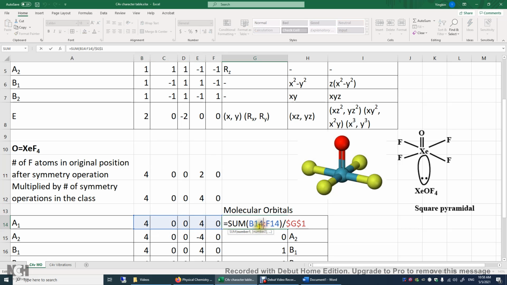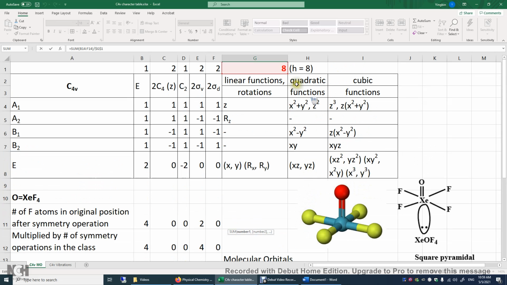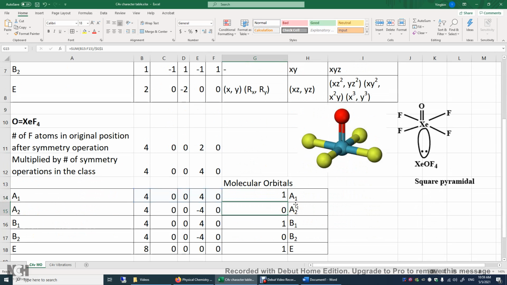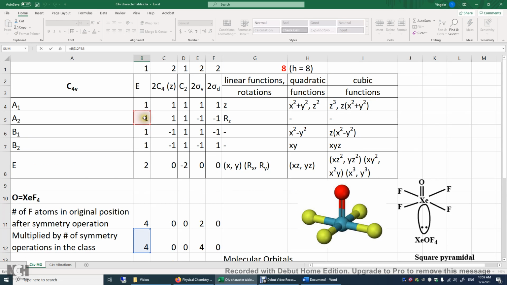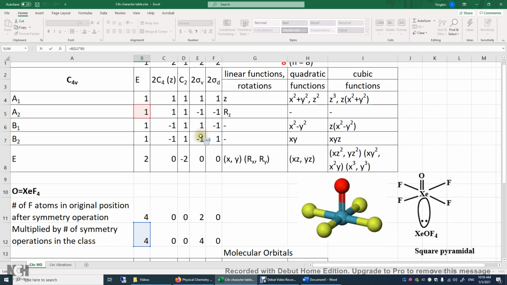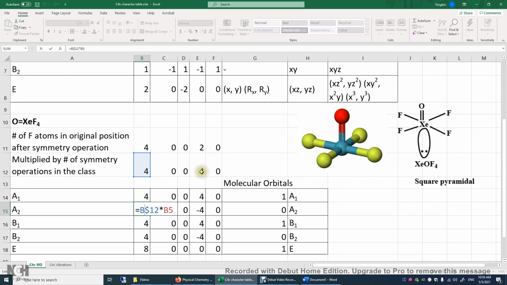And now over here, you can see we sum up these five numbers and then divide by the order of the character table, which is 8, right here. And then you get the number of A1. So there's one A1. And then you do the same thing for A2. You can see A2: B$12 times B5, B5 right here. But if you look at the characters of A2, it's 1, 1, 1, negative 1, negative 1. So really, if you look at these two columns, these two numbers should be multiplied by negative 1. That's why you see a negative 4 here.